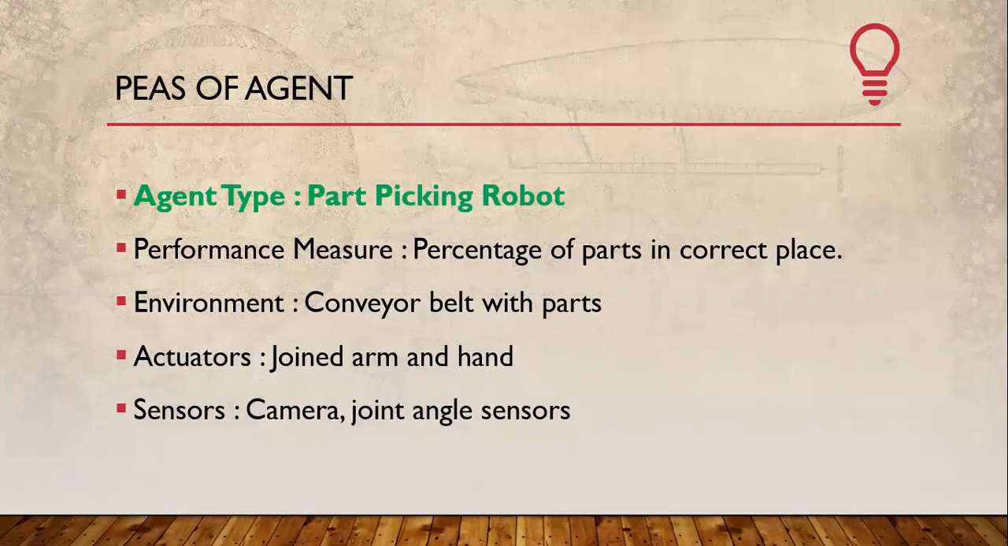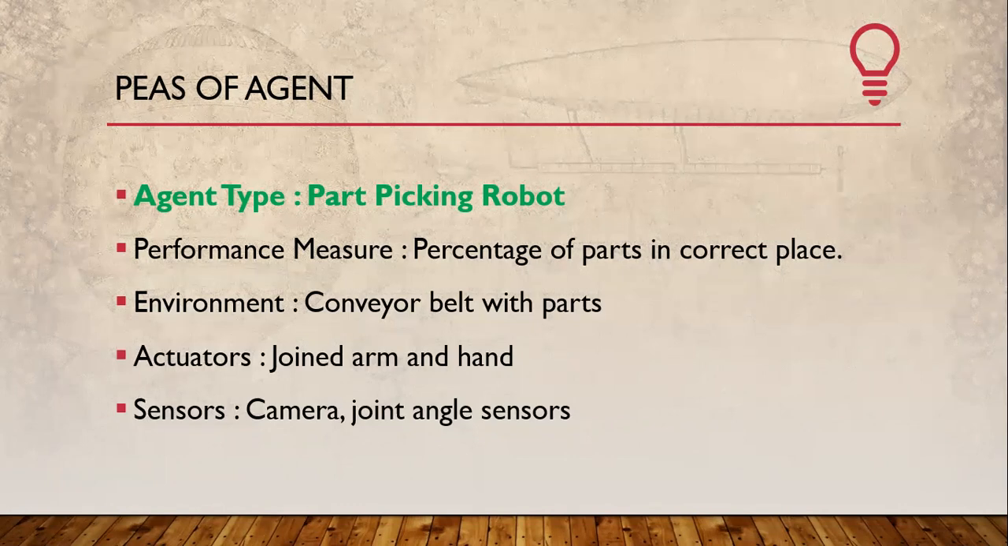Let's say one of the performance measures could be the percentage of parts in the correct place. So the percentage of parts picked up and put into the correct place. What will be the environment? There will be a conveyor belt, similar to what you may have seen at airports where luggage is going on a belt. Similarly the conveyor belt will be there, and on that conveyor belt multiple parts will be going on.